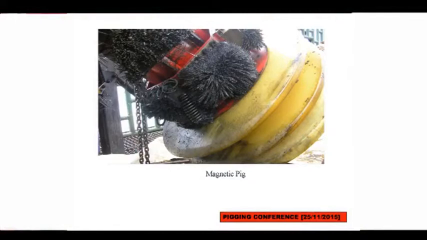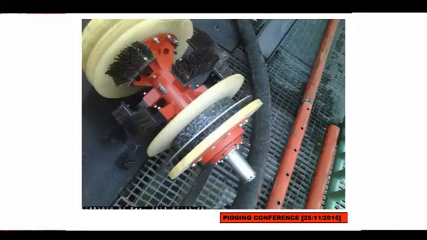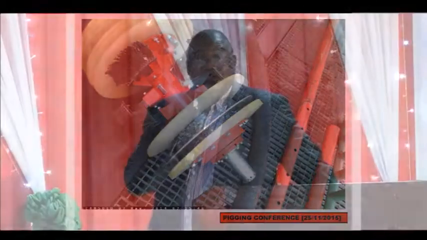You have a gauge plate there, an aluminum plate there, that once it enters and comes out of the line, if the line did not go straight, if there was a kink anywhere along the line, this pig will tell you exactly what has happened.